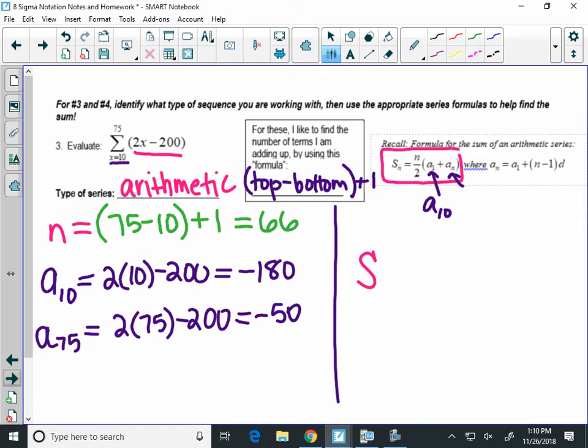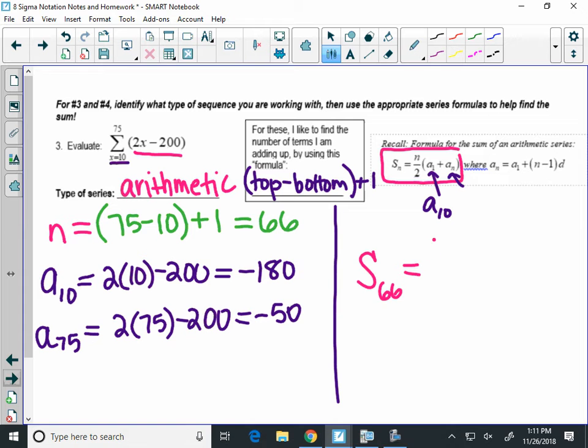It would be a lot of work by hand. That's why we're not doing it by hand. And also, you're going to go even faster in a couple minutes. S sub 66 is what we're finding. So we need to use our series formula here for arithmetic to find the sum. So this reviews what we were doing last week or so.